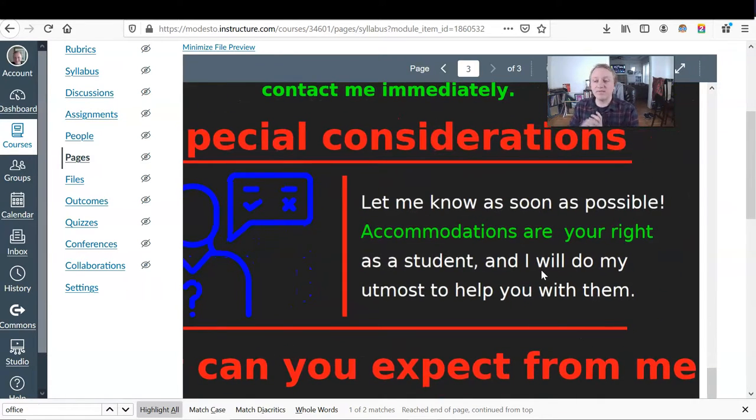If you have accommodations, I've gotten some of these already, but if you have any special accommodations, please send those to me as soon as possible so I can work with you and we can figure out how to get you those things. Those things are your rights, and I strongly believe that folks with accommodations should receive them. So let me know as soon as you can.